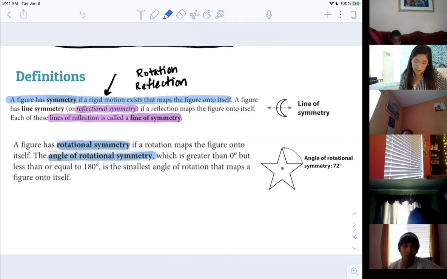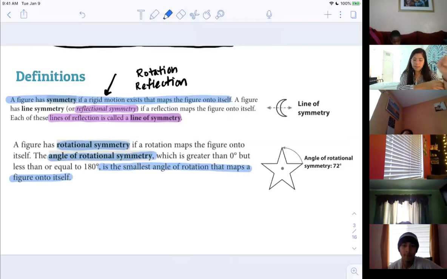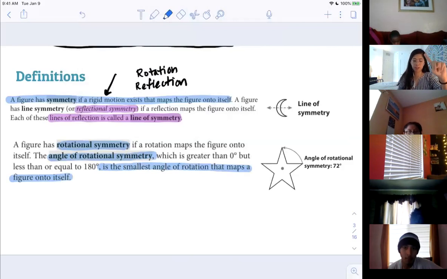Only highlight this. The angle of rotational symmetry is the smallest angle of rotation that maps a figure onto itself. So there's kind of a lot to highlight, and we're kind of cutting these definitions apart, but I'm going to explain what all of this means in just a minute. So the most important thing is that there's two types of symmetry: reflectional symmetry and rotational symmetry.